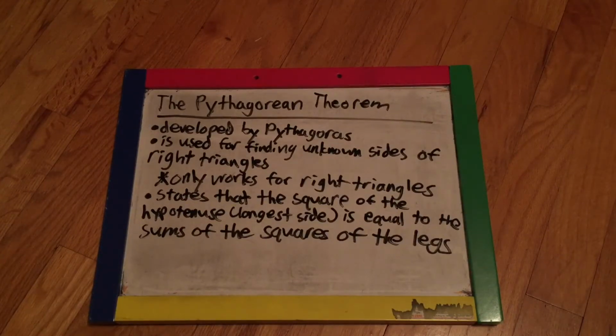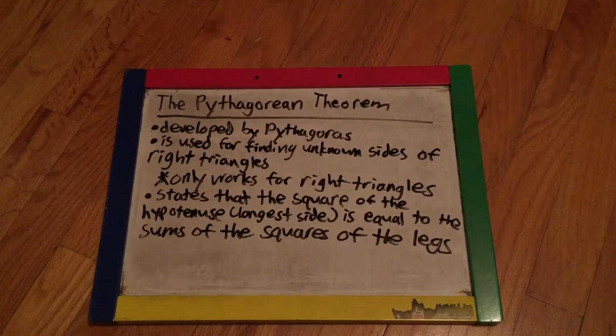So, who developed this? Well, a Greek mathematician named Pythagoras lived in about 500 BC. He is famous for developing this. What it's used for is finding the unknown sides of right triangles. Now, it can only be used for right triangles. And recall, what is a right triangle? A right triangle is a triangle in which there is one right angle. So keep that in mind, and remember, this can only be used for right triangles.